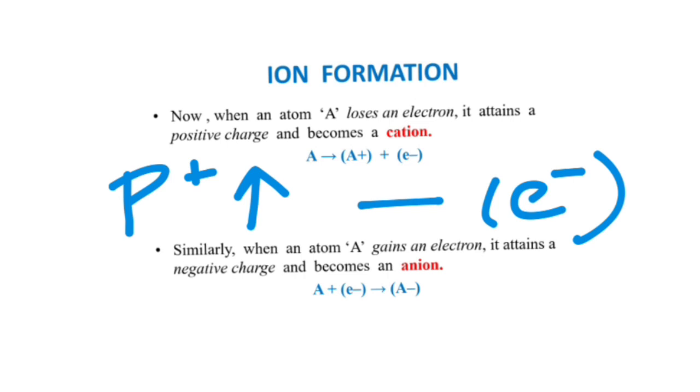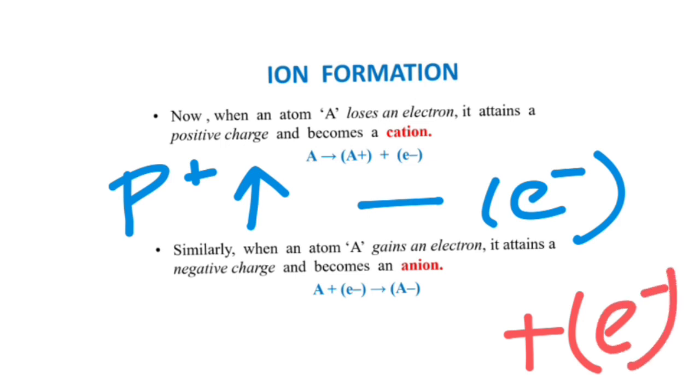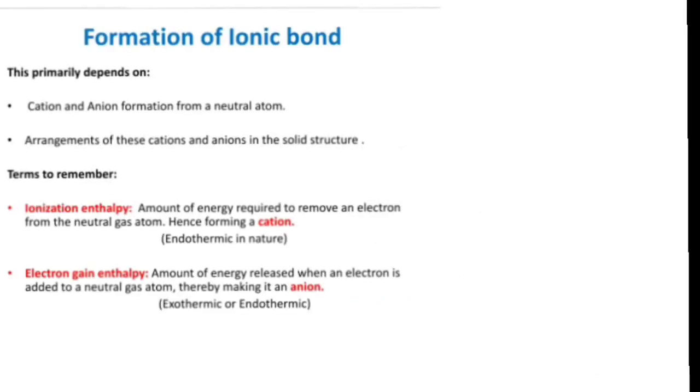The converse is also possible. If I add an electron to the neutral atom, the negative charge increases by 1 and hence the atom as a whole becomes a negatively charged particle called an anion. Now, cations and anions are formed, and then these are arranged in a solid structure. These two points are the key points for the formation of an ionic bond.